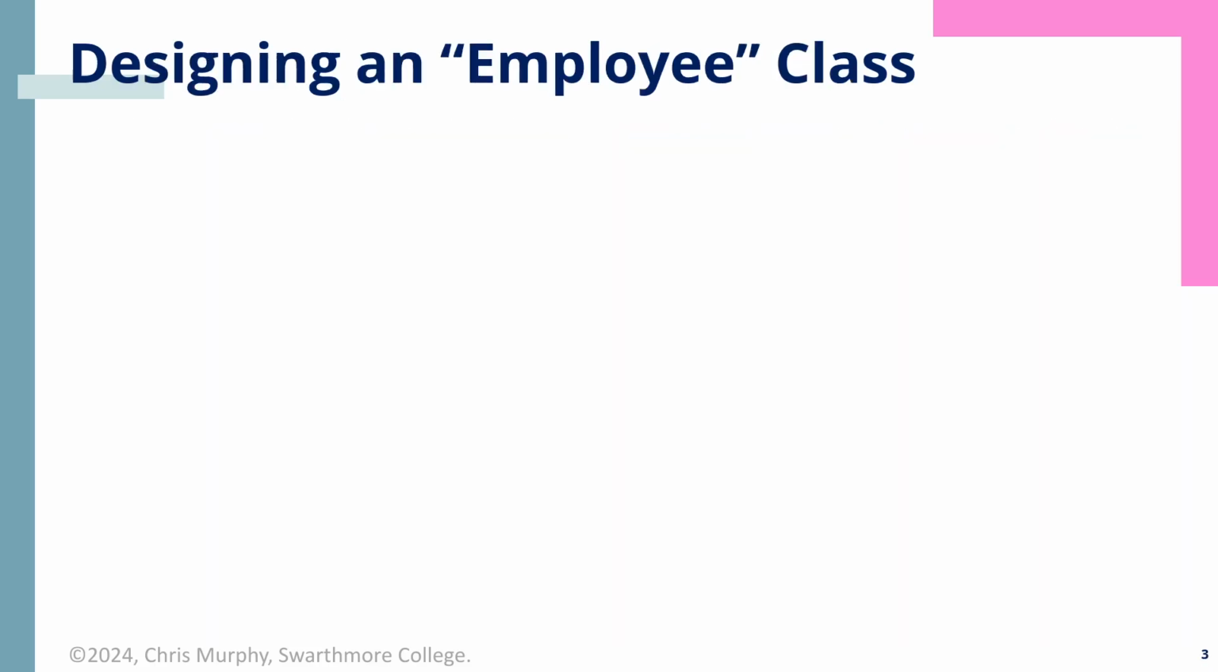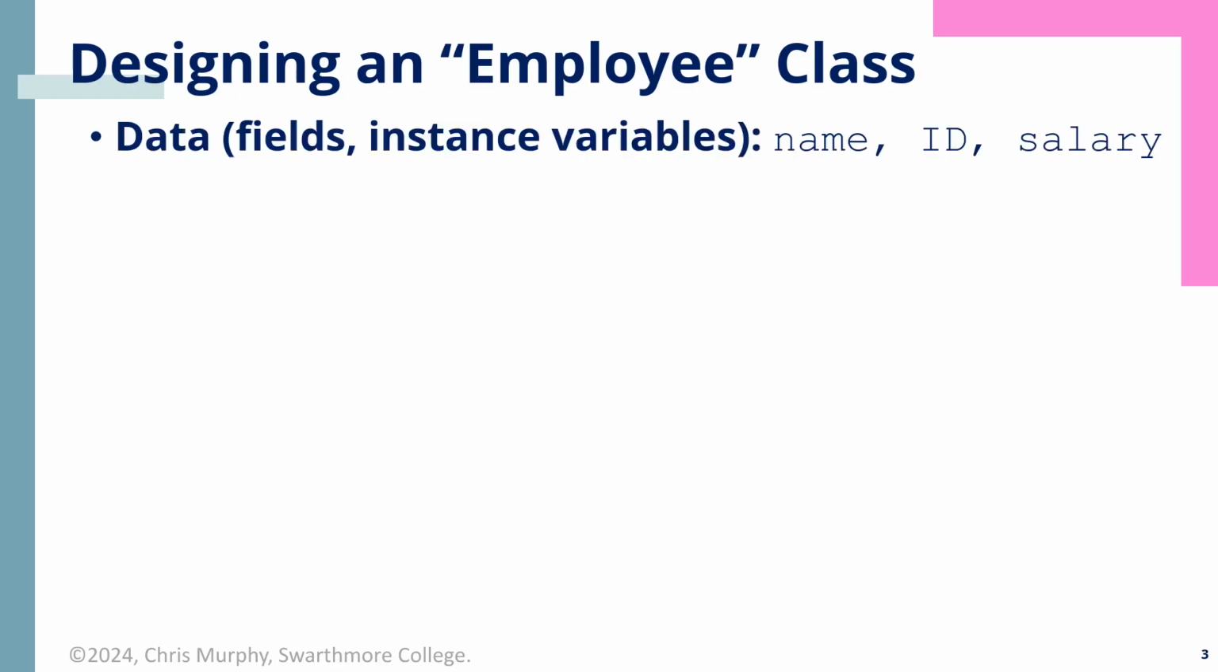So that's what we're going to do starting today, and we're going to do a couple of examples over the next two weeks. The example we're going to start with is to design an employee class, which might be part of some program that tracks employees, payroll, or something like that. I said that a class consists of data and functionality. In our employee class, an employee consists of three pieces of data: the employee's name, their ID number, and their salary.